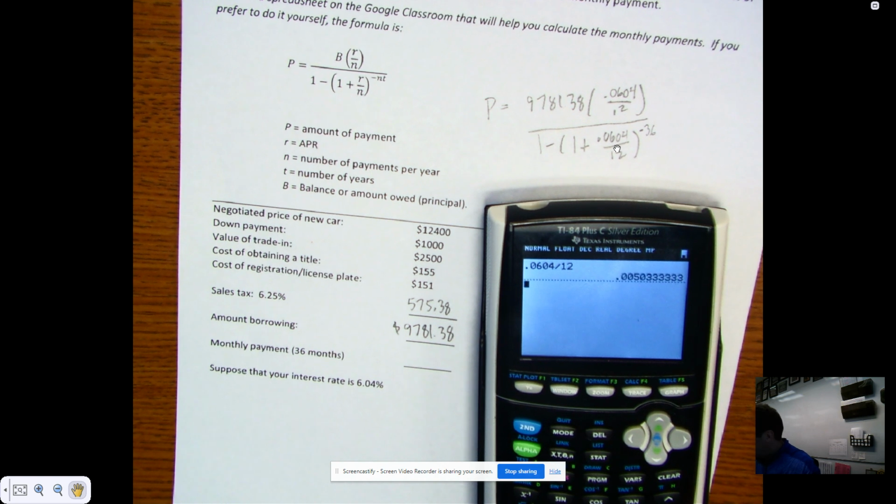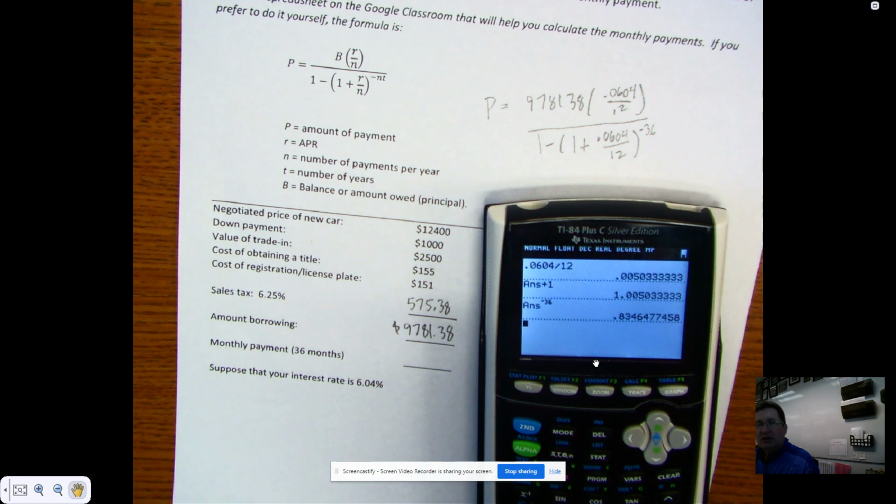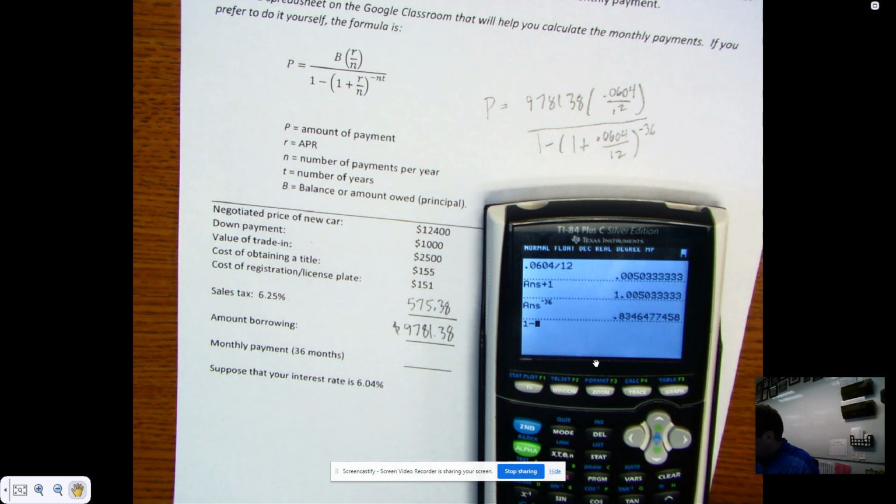And then I'm going to add 1 and hit enter. And so then I need to take that number to the power of negative 36. Now the exponent button is right above the divide key where my cursor is, that caret looking thing. And so I'm going to hit this to the negative 36, and I get this number. Now I need to take 1 minus that number, right? And so I'm going to hit 1 minus answer.